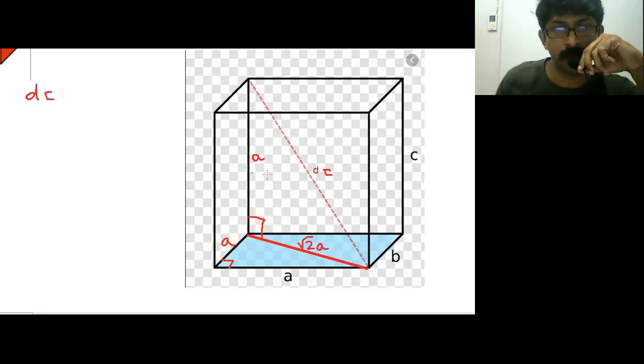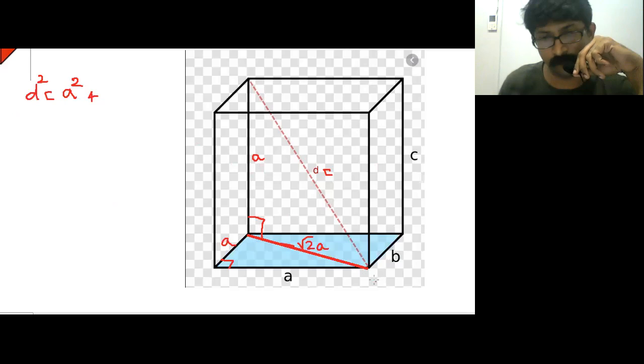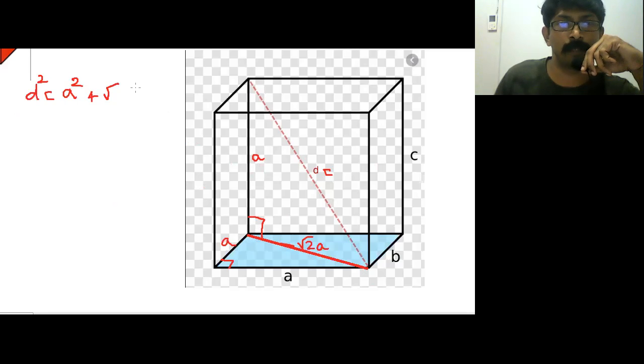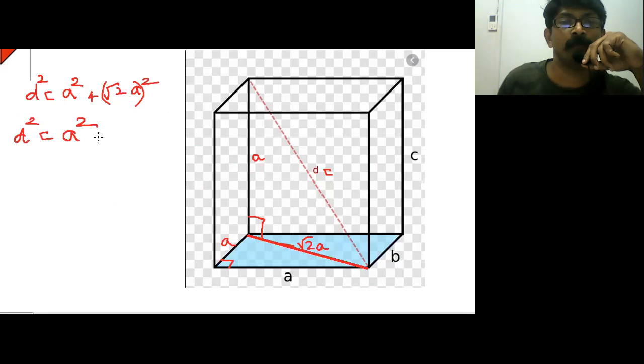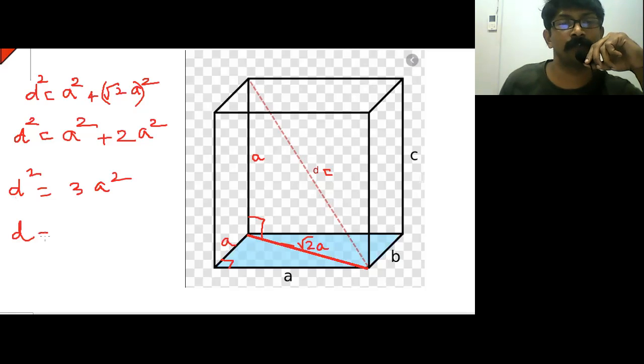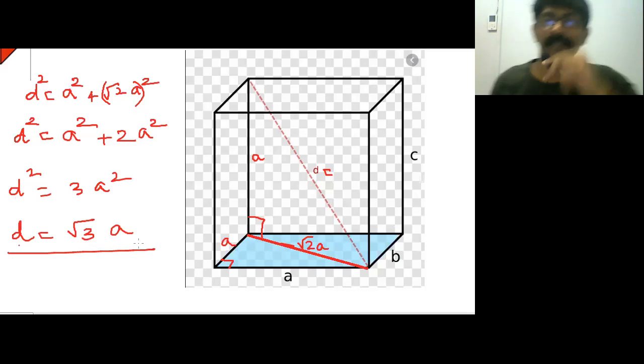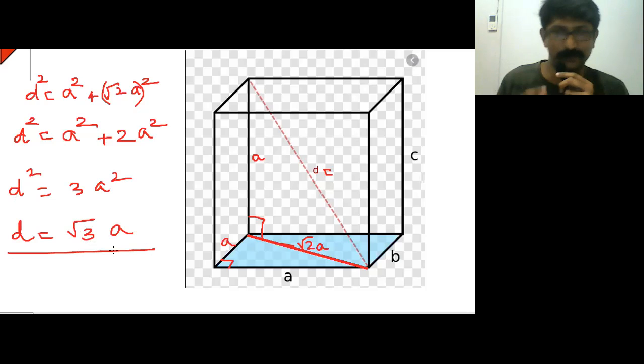So diagonal square will become a square plus this base diagonal square, that is root 2a the whole square. So diagonal square will become a square plus the square of this: root 2 square will become 2, so 2a square. So diagonal square will become a square plus 2a square, which is 3a square. If I take the root, because we want the diagonal, it is going to become root 3a. You understood why the diagonal formula is root 3a? I hope everyone understood that. Isn't it very interesting and very simple?